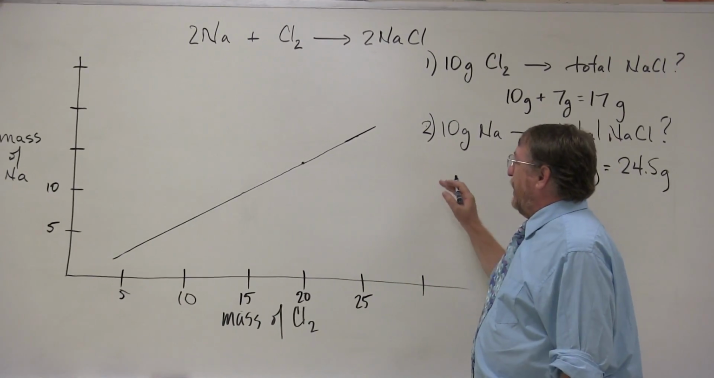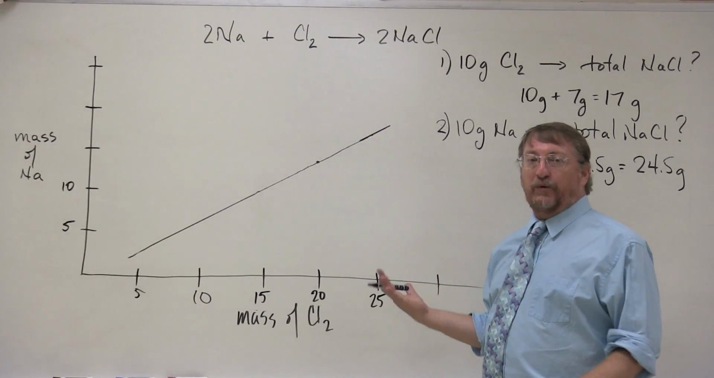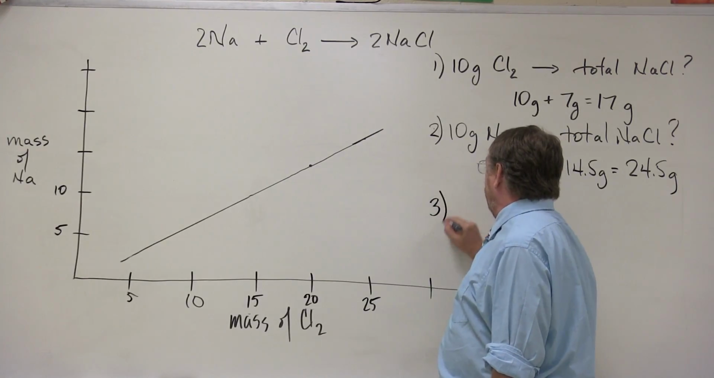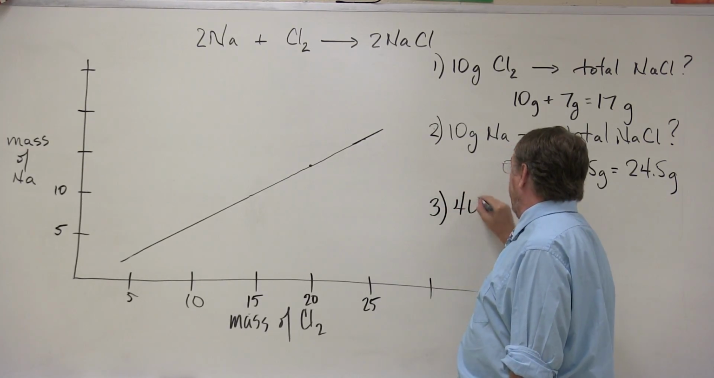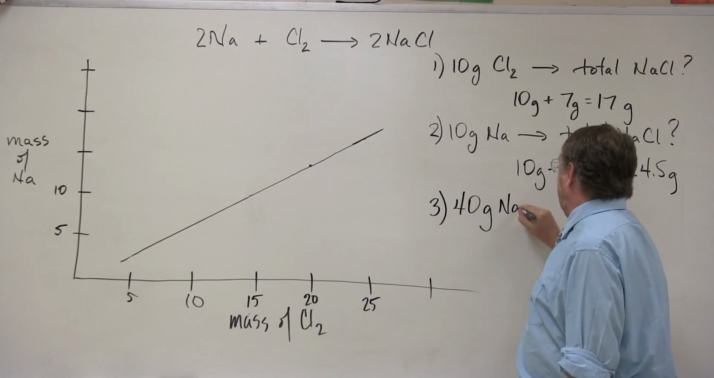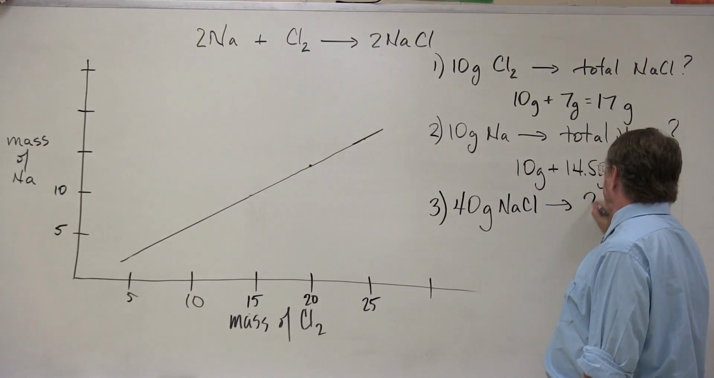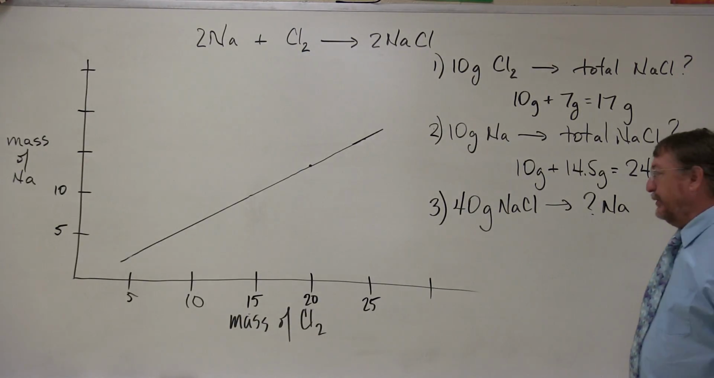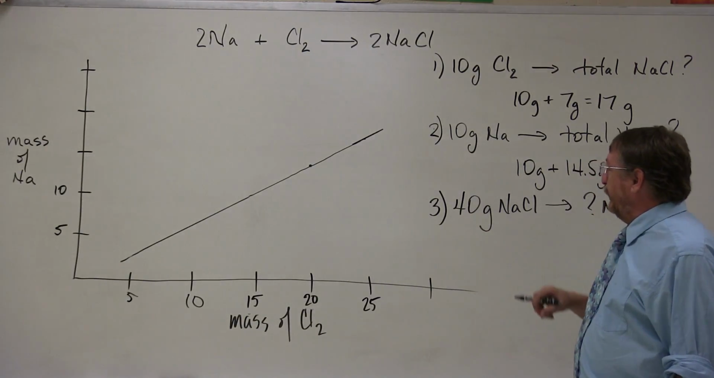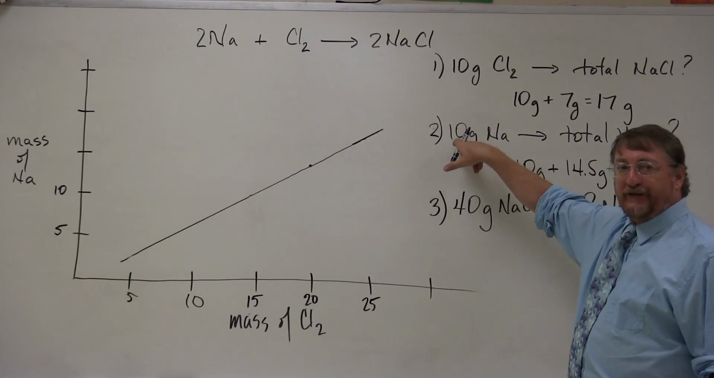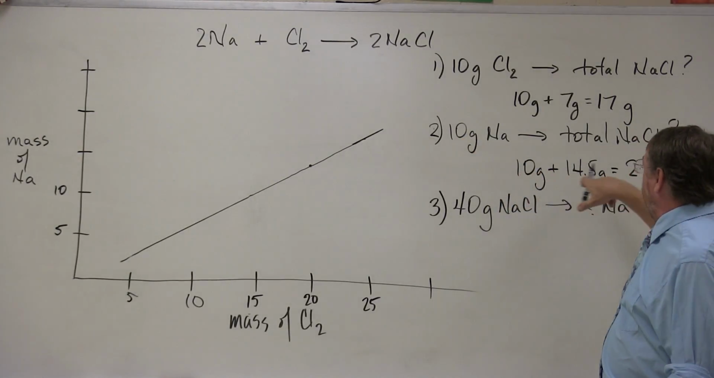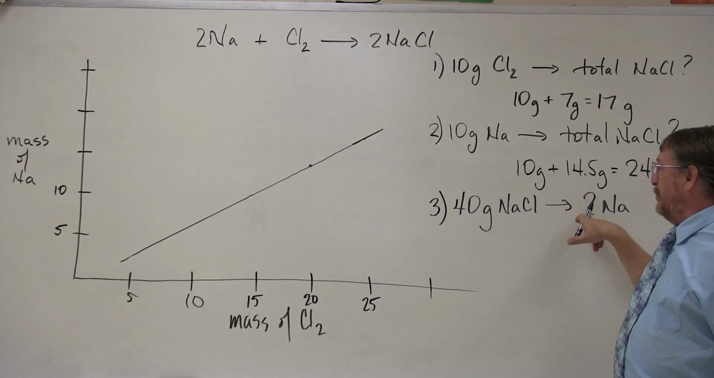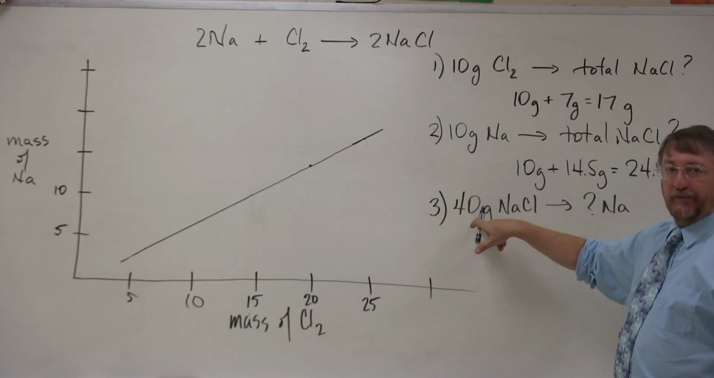Now, let's postulate this out from a total. And this is where you're going to have to do a little thinking to get through the graph. The third problem, we're going to say, what if we have 40 grams of NaCl? How much Na was used in the reaction? Well, now I have the total mass. I can look back here and I know if 10 grams of sodium was used, it produces 24.5 grams. Now I want to know the unknown amount of sodium if 40 grams was produced.